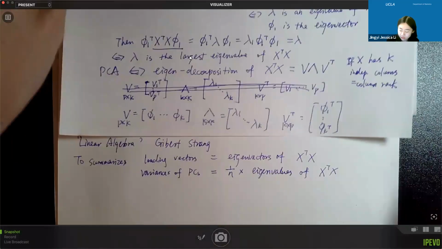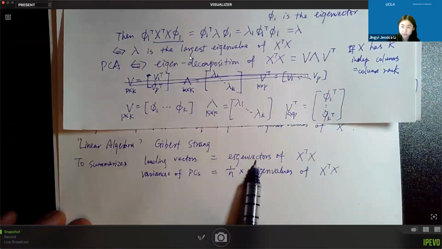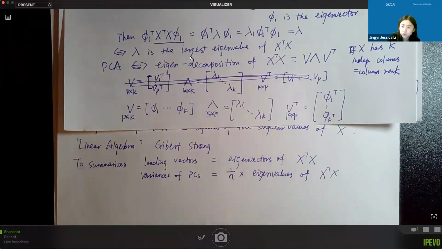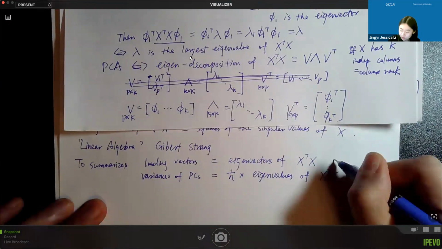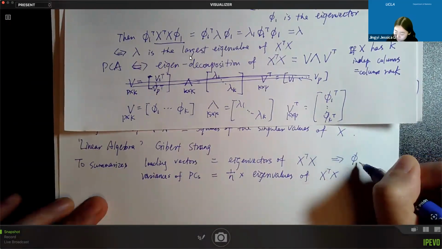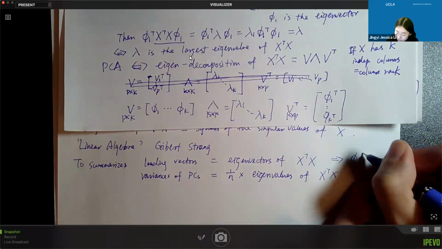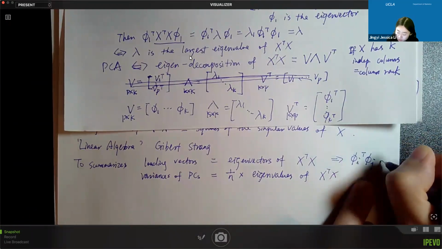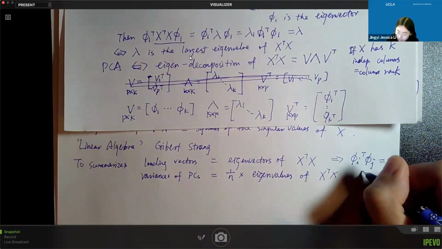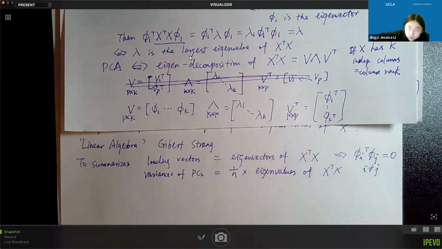The third thing is that because the eigenvectors themselves are orthogonal, the loading vectors themselves are orthogonal. So phi i transpose phi j equals 0 if i doesn't equal j. Any two loading vectors are orthogonal to each other, and this is another very important property.